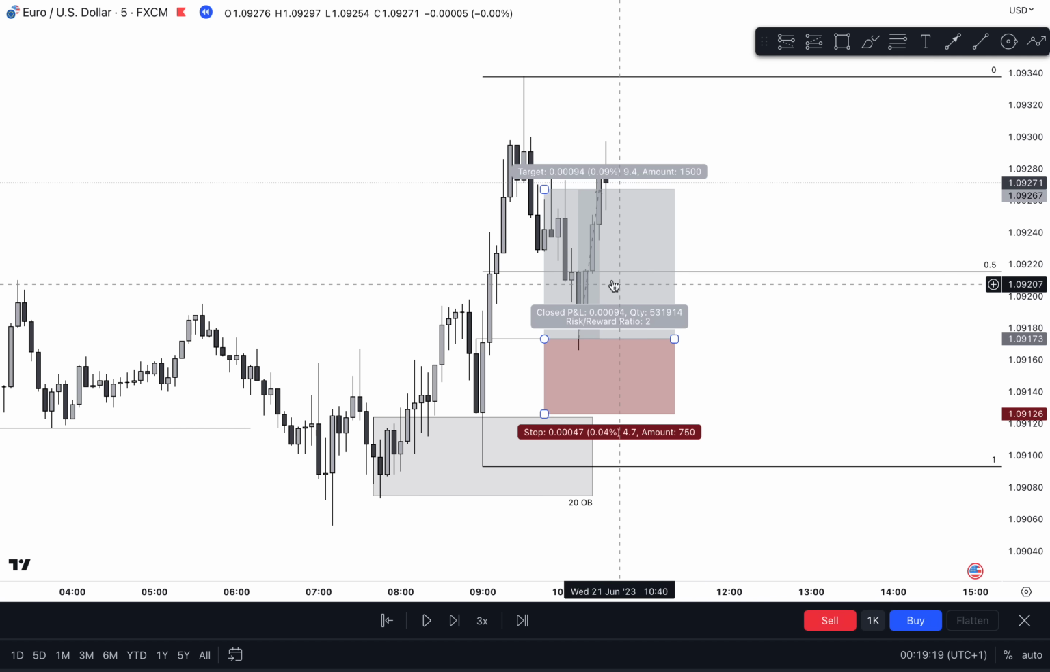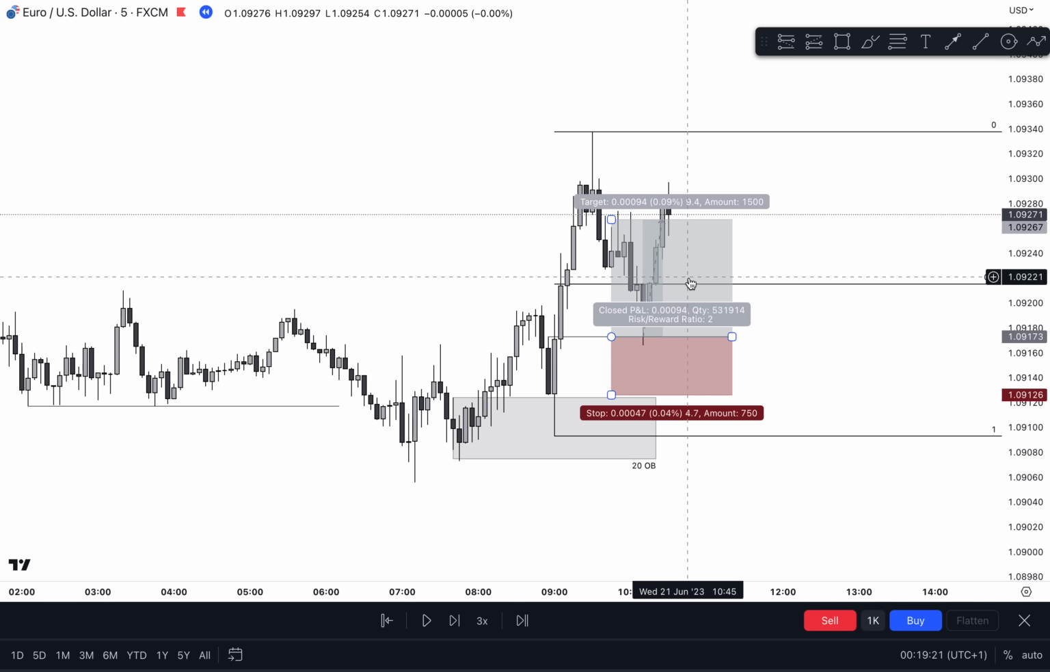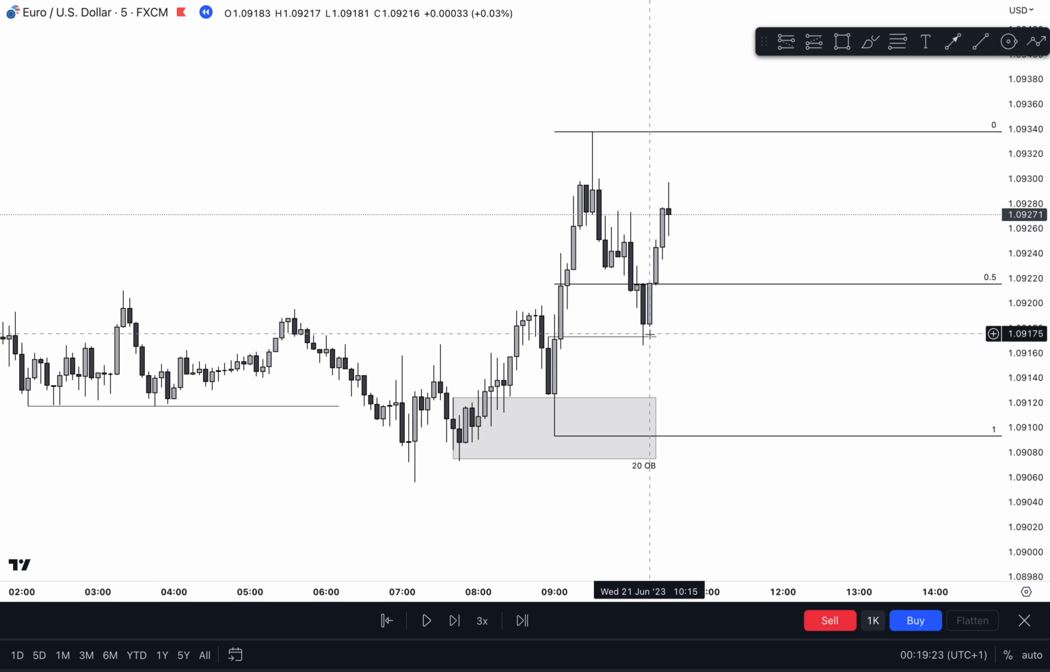So that is how you use the fib tool. It's quite simple. You don't really want to overcomplicate it. You just want to go from range to range. It can be used in any time frame.